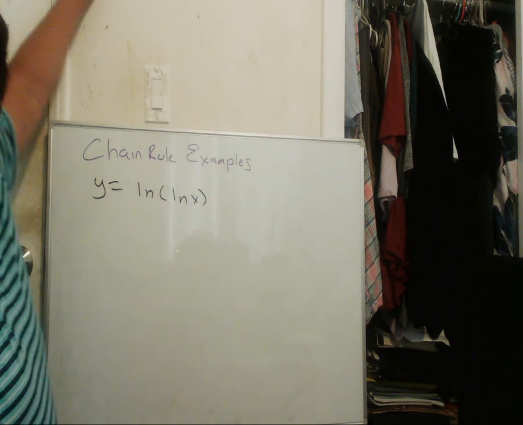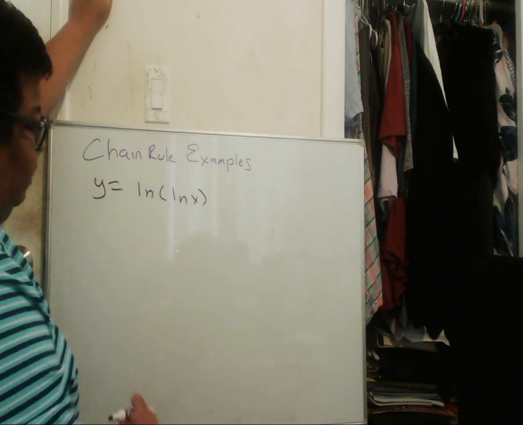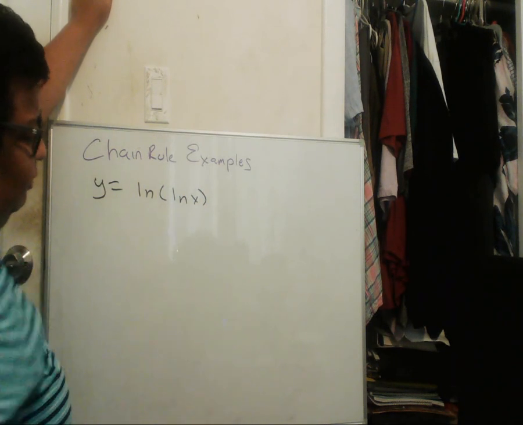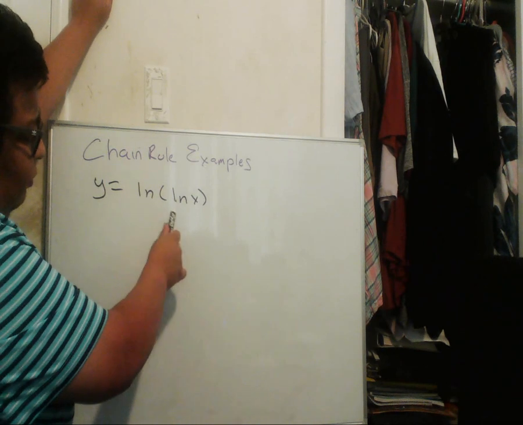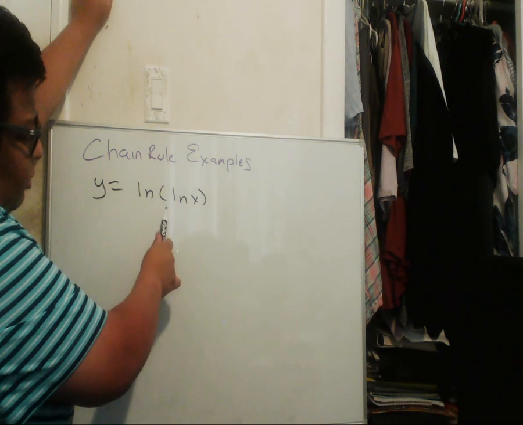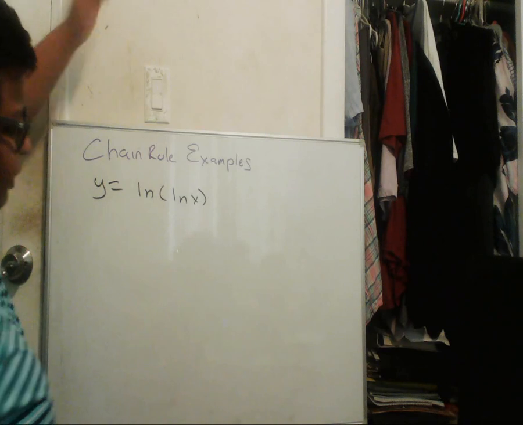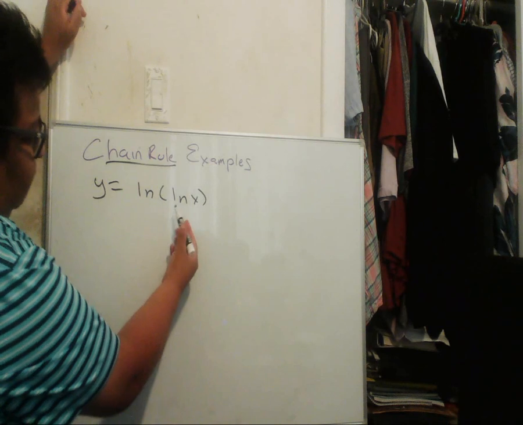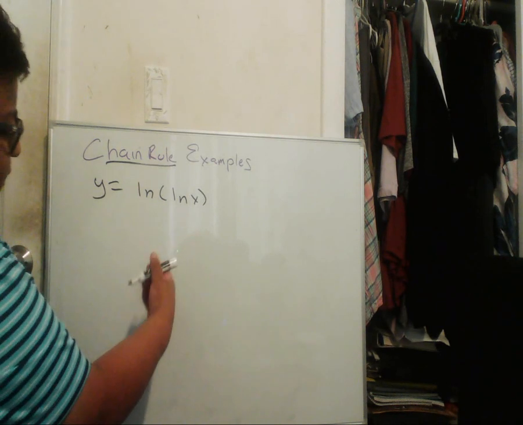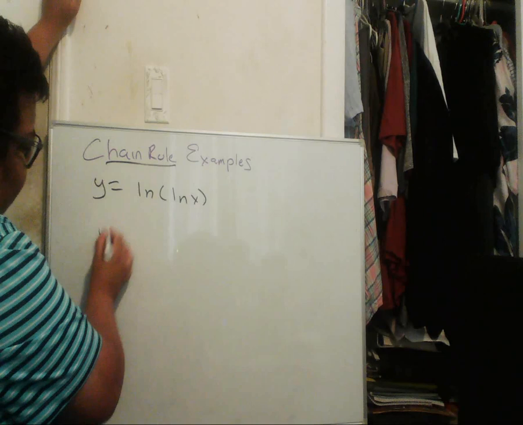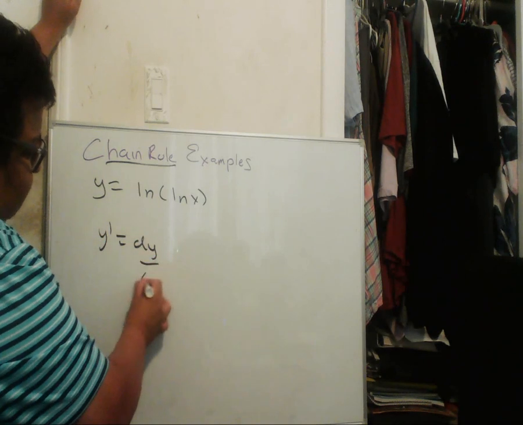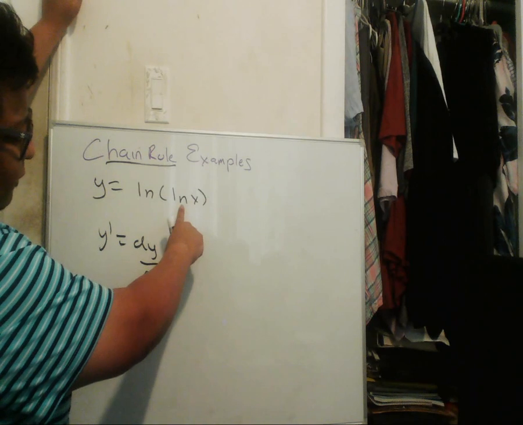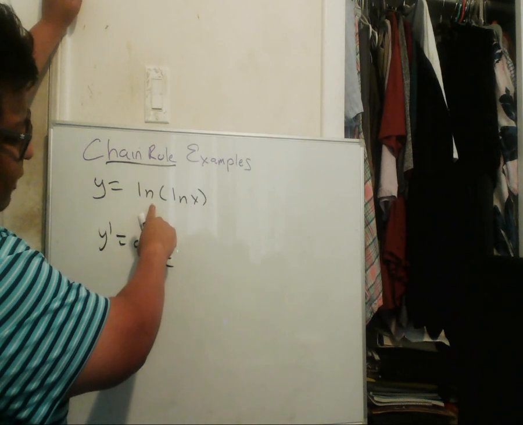We know that you use the chain rule when you have a function inside another function. So basically, when you need to take the derivative of a function that has an inside function, you need to use the chain rule. For this example, what's the derivative? The chain rule says that y prime, or dy/dx, is equal to the product of the derivative of the inside times the derivative of the outside.